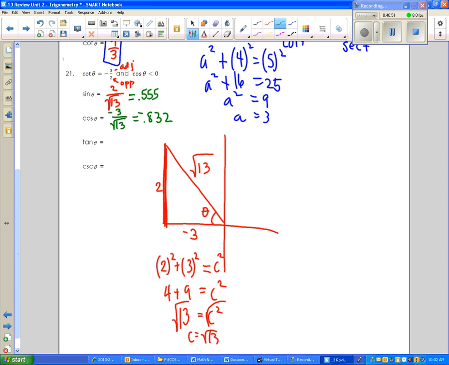The tangent, TOA, that's going to be opposite over adjacent. And that's negative 2/3. If you want to rewrite that as a decimal, that would just be negative 0.667. The cosecant, remember, is just going to be the reciprocal of the sine. And since we already figured out the sine, I would write that as the square root of 13 over 2.